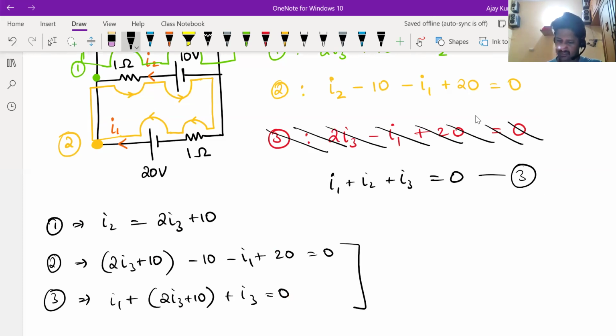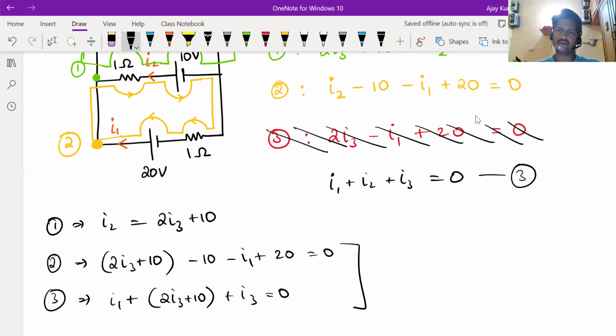Now you see these two equations. They're only in terms of I1 and I3. Two equations, two unknowns can be solved. You can maybe add them, I1 gets cancelled, or you take I1 from one of those equations and put it in the last equation. You'll have an equation entirely in terms of one unknown. You can solve. But this way it is slightly time taking.